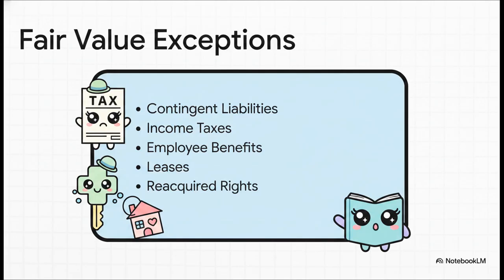brand names or patents. Now, while fair value is our baseline rule here, there are a few highly specific exceptions we have to handle differently. IFRS 3 acknowledges that some items follow other established accounting rules. For example, income taxes follow IAS 12, and employee benefits like pensions follow IAS 19.